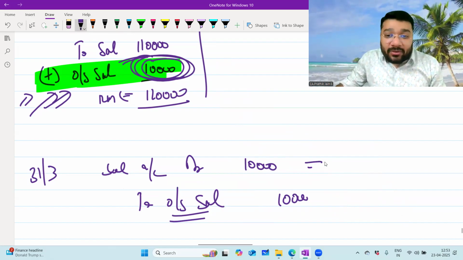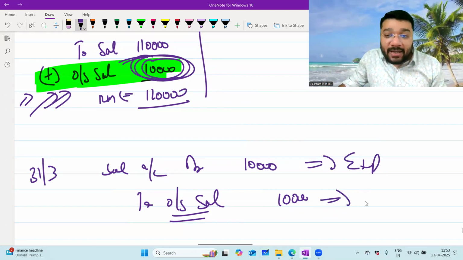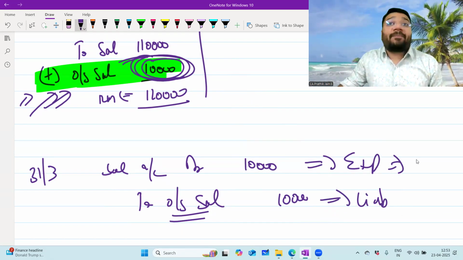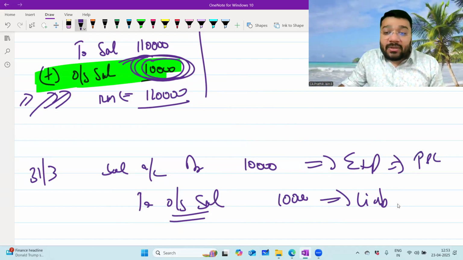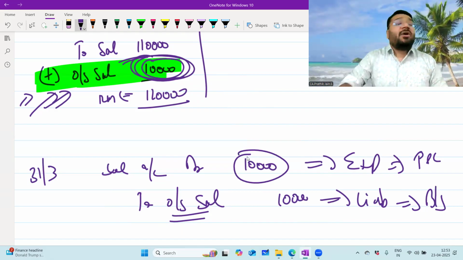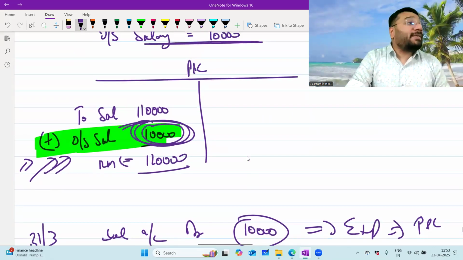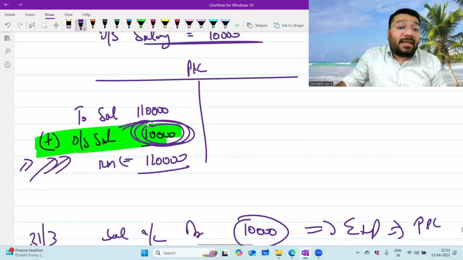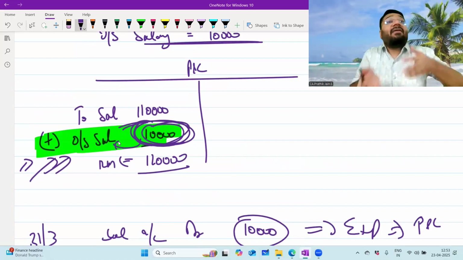So salary account, this is your expense and this is your liability. This will go to your P&L account. This goes to your balance sheet. This 10,000 is going there. But why are we recording "plus outstanding salary"? They want to make you understand that this 10,000 is because of the salary which is outstanding.